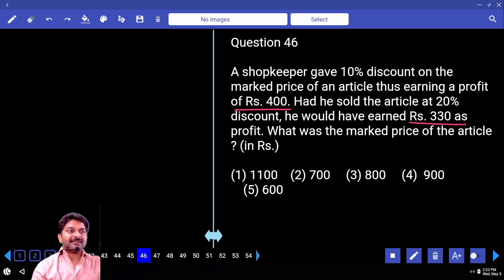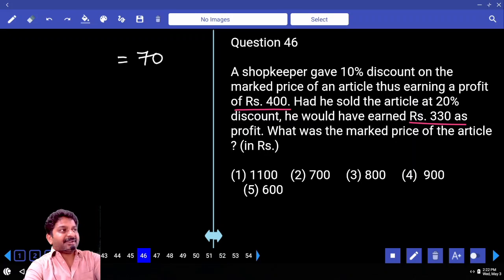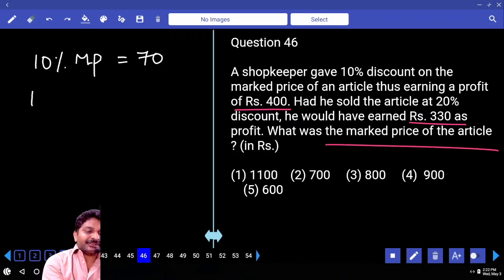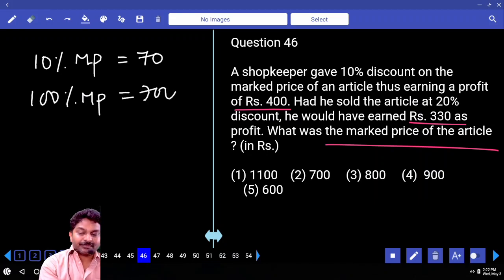Profit in the second case? How much difference is made? Why did we get 70 rupees difference? Because there is a difference in discount. What was the discount in the first case? Second case? The difference is 10% discount, correct? Discount is always calculated on the market price. That means 10% of the market price is 70 rupees only. Now the question is to identify the market price of the item, which is 100% of the market price, which is equal to 700, second option.